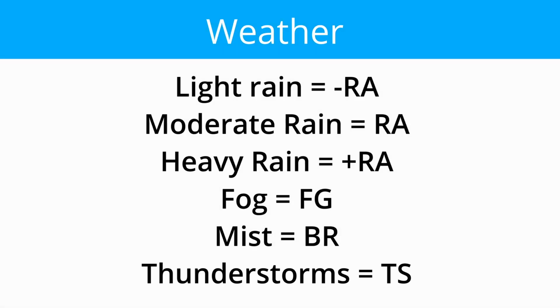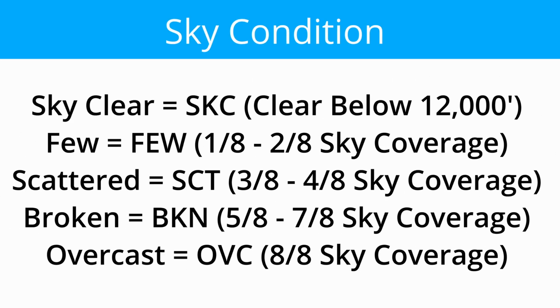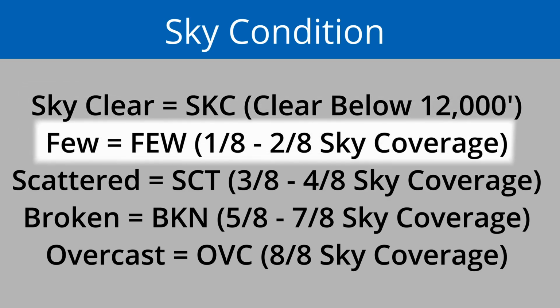If there is no weather, then the report will skip over this section and go straight into the sky condition. The sky condition is really just what amount of the sky the clouds are covering and how high they are off the ground. If the system doesn't detect any clouds under 12,000 feet, then it will put SKC, standing for sky clear. If the clouds cover 1/8 to 2/8 of the sky, then it will be reported as few.